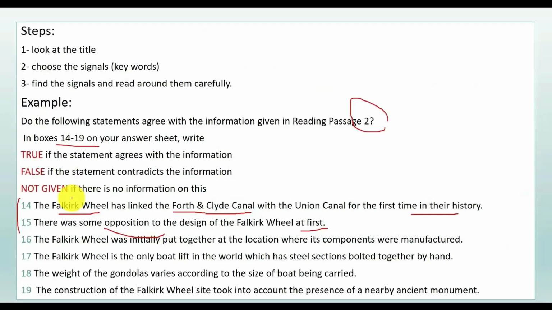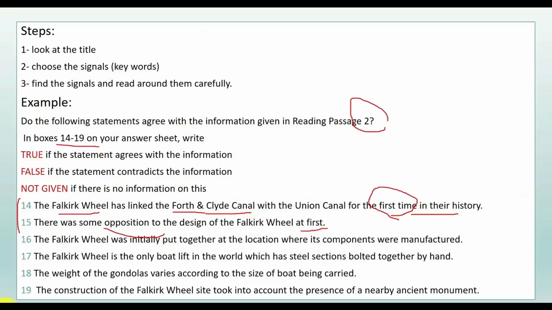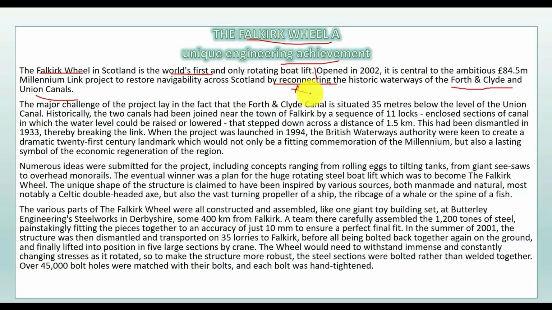Now let's go back to our question. The Falkirk Wheel has linked the Forth and Clyde Canal with the Union Canal for the first time in their history. But in the passage, we have reconnect. Reconnect means to connect for the second time, and as a result, it's not the first time. So we can conclude that this is the false statement. Okay, this is false. But you can check this in this paragraph as well.